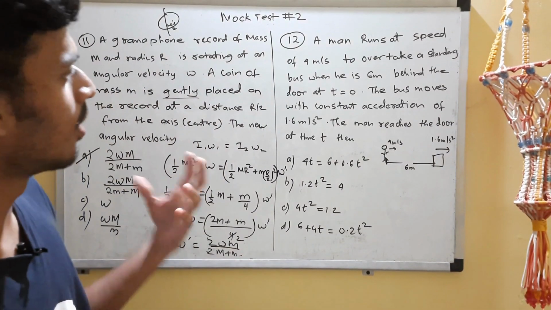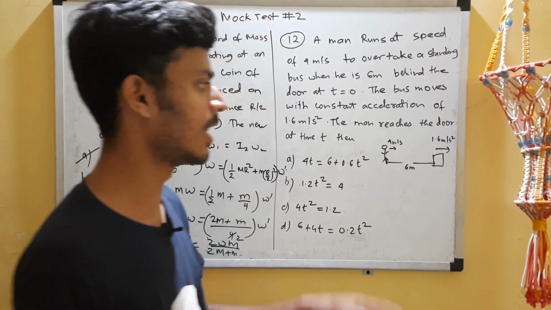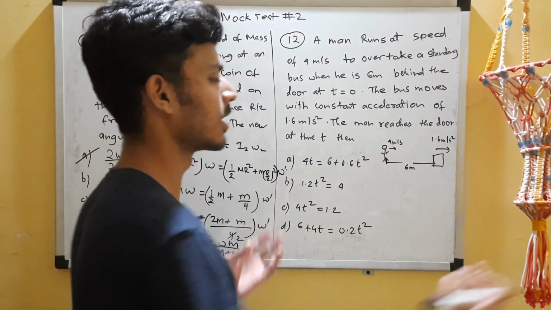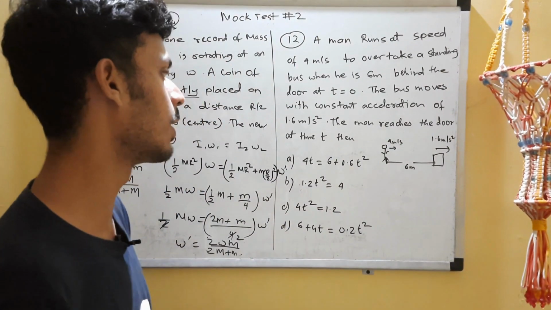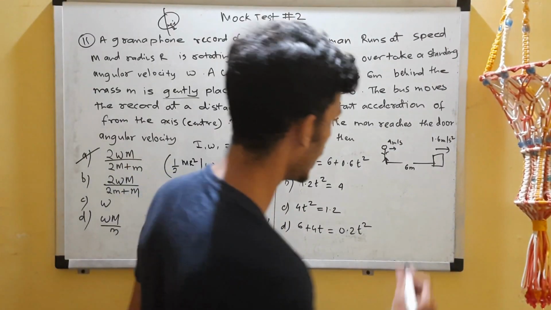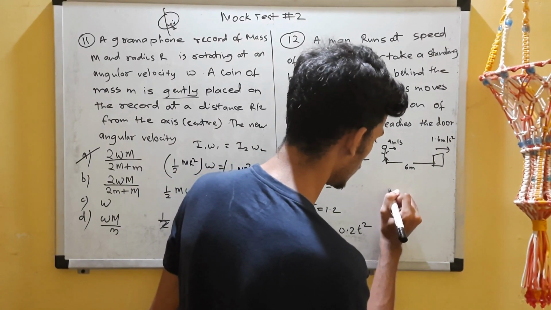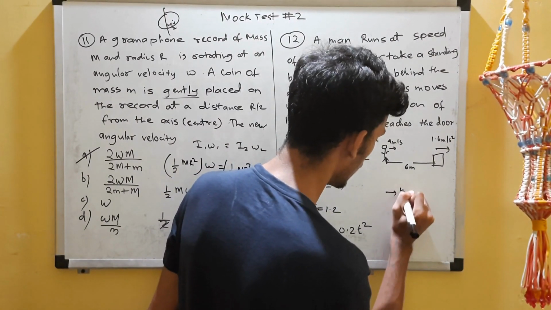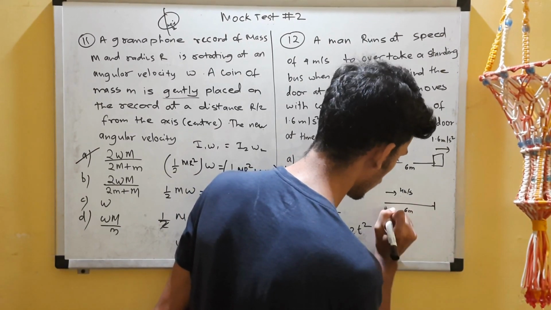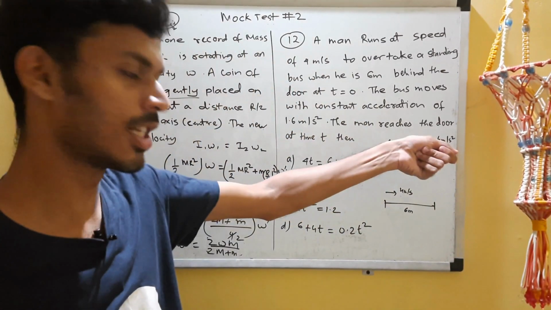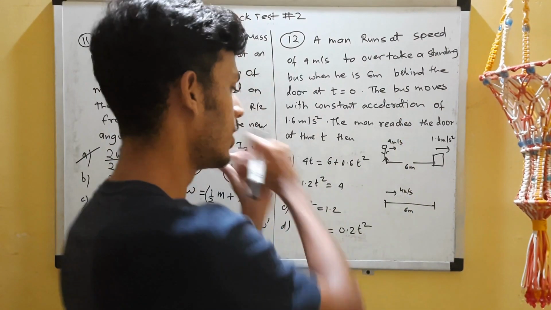Now you can actually solve it in two different ways. You can take time t and consider the motion of the bus and the motion of the man and then make them meet. Or else you can apply relative motion. Relative motion is the best, I guess, so I'll use relative motion. I'll bring the bus at rest. So this is 6 meters. I'll take the acceleration of the bus, flip it and give it to the man.